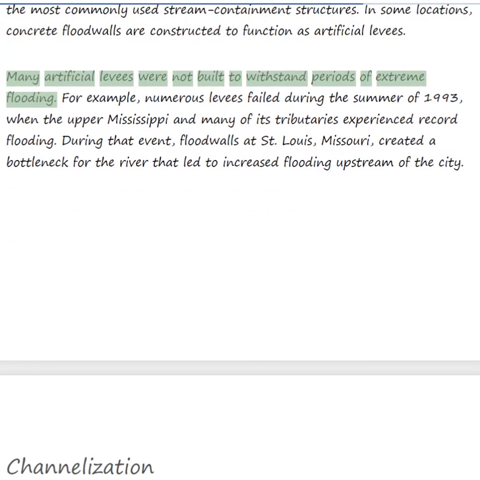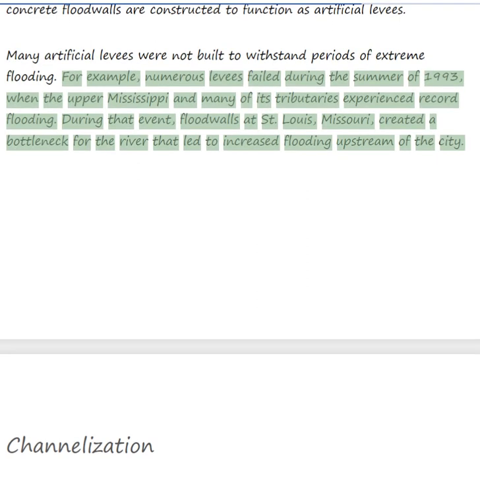Many artificial levees were not built to withstand periods of extreme flooding. For example, numerous levees failed during the summer of 1993, when the upper Mississippi and many of its tributaries experienced record flooding. During that event, flood walls at St. Louis, Missouri, created a bottleneck for the river that led to increased flooding upstream of the city.